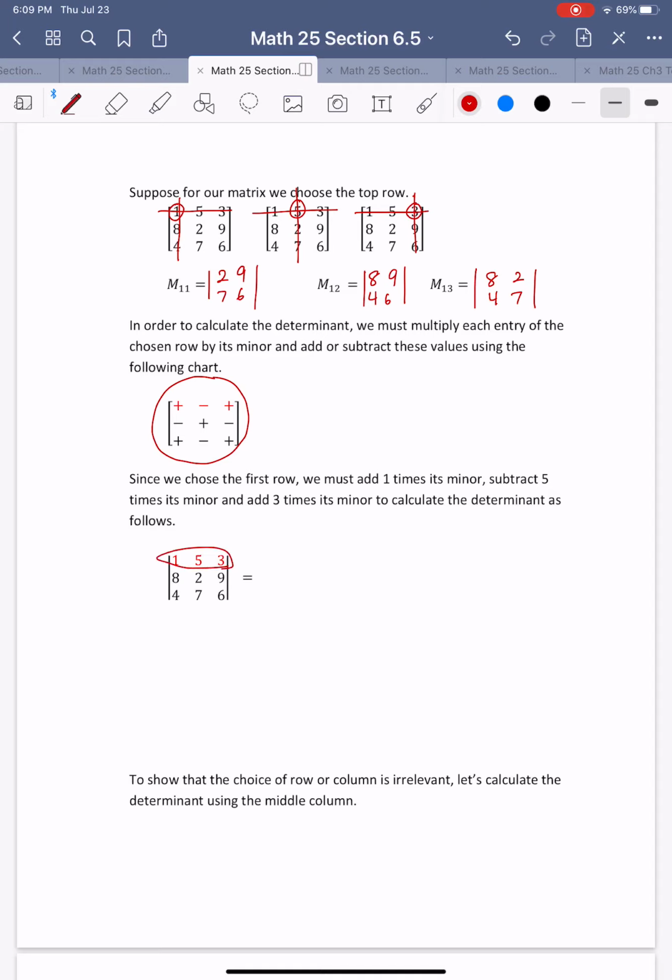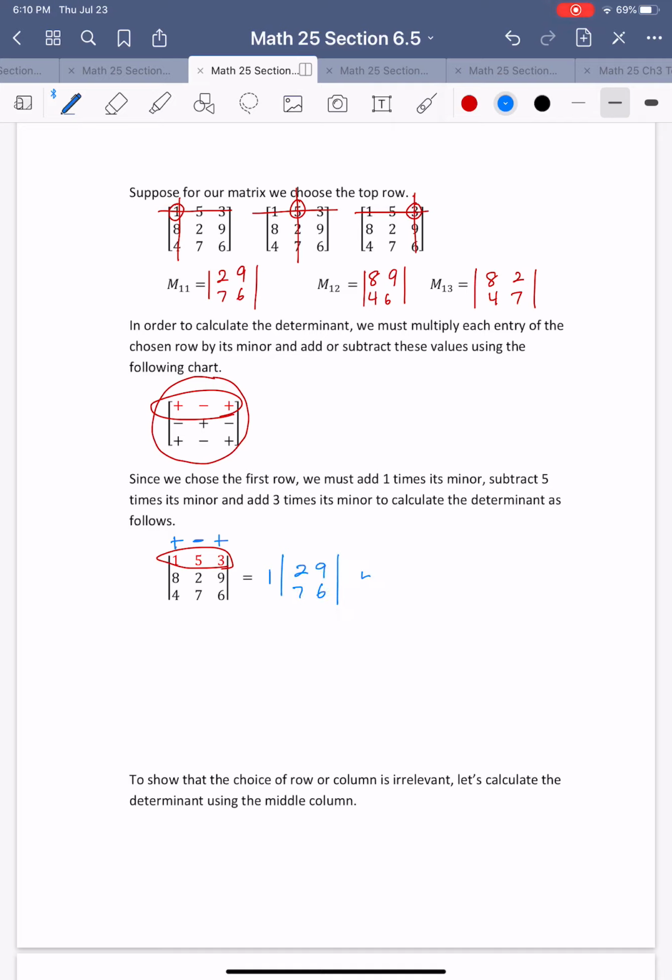So the first row has the signs like this: 1 is positive, 5 is negative, and 3 is positive. What if you already have a negative? You have to multiply the two signs together.